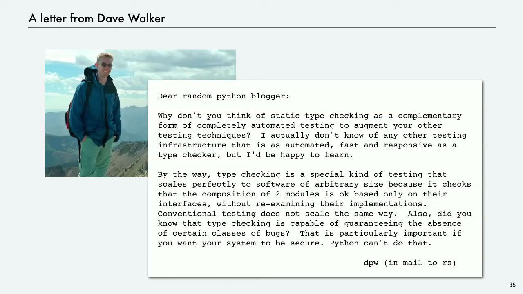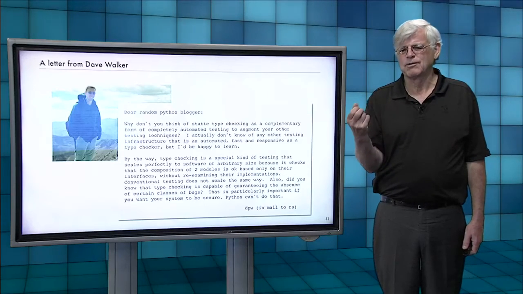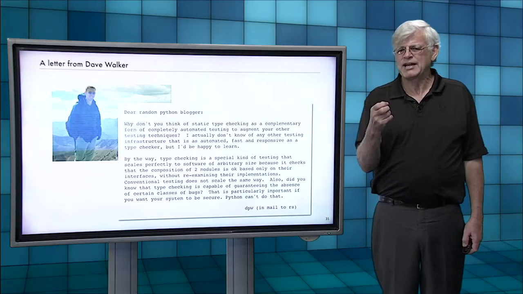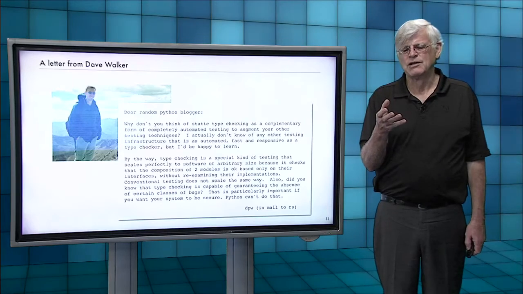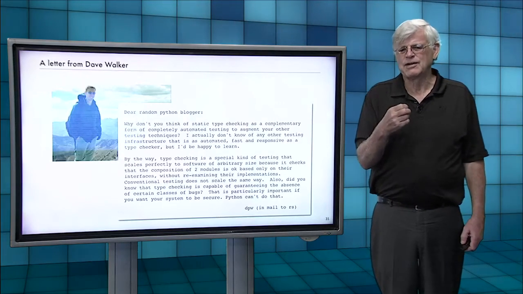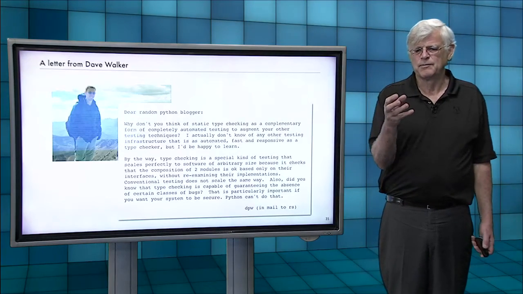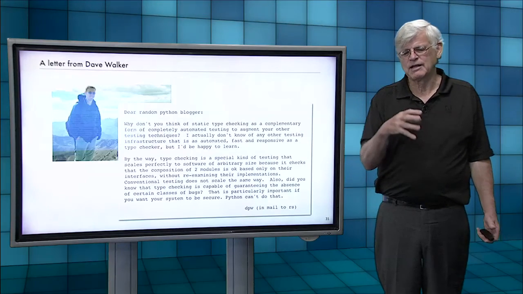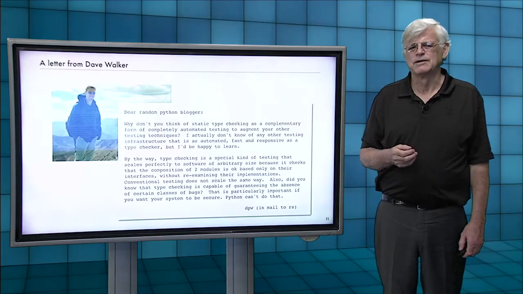By the way, type checking is a special kind of testing that scales perfectly to software of arbitrary size because it checks that the composition of two modules is okay based only on their interfaces without re-examining their implementations. Conventional testing doesn't scale the same way. Also, did you know that type checking is capable of guaranteeing the absence of certain classes of bugs? That is particularly important if you want your system to be secure. Python can't do that. The idea is that programming the way we've taught it, with modular programs that are put together to make larger programs, with static type checking, really enables this kind of approach, where we use the power of the computer to help us reason about what our programs are supposed to do, specify as much as we can what we think they're supposed to do, and with the idea of composing modules to get proofs about bigger and bigger programs is an extremely powerful one in modern systems.